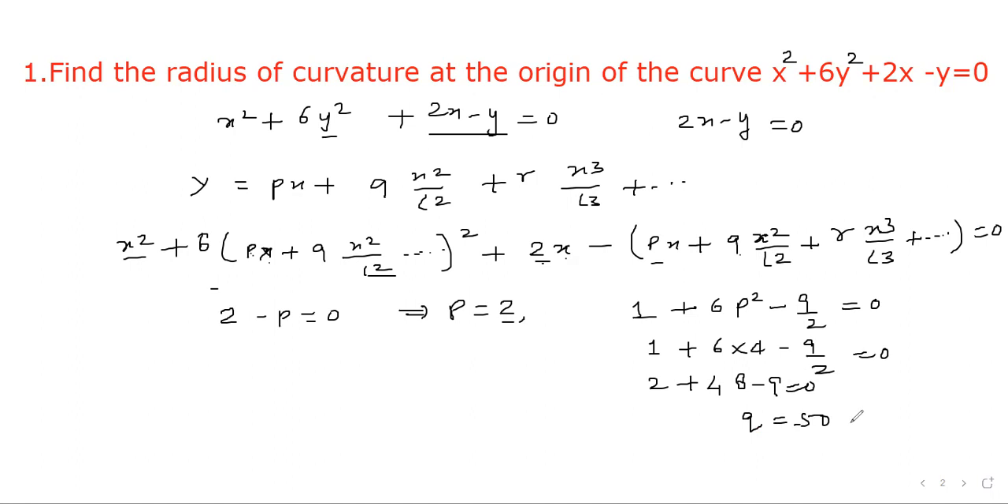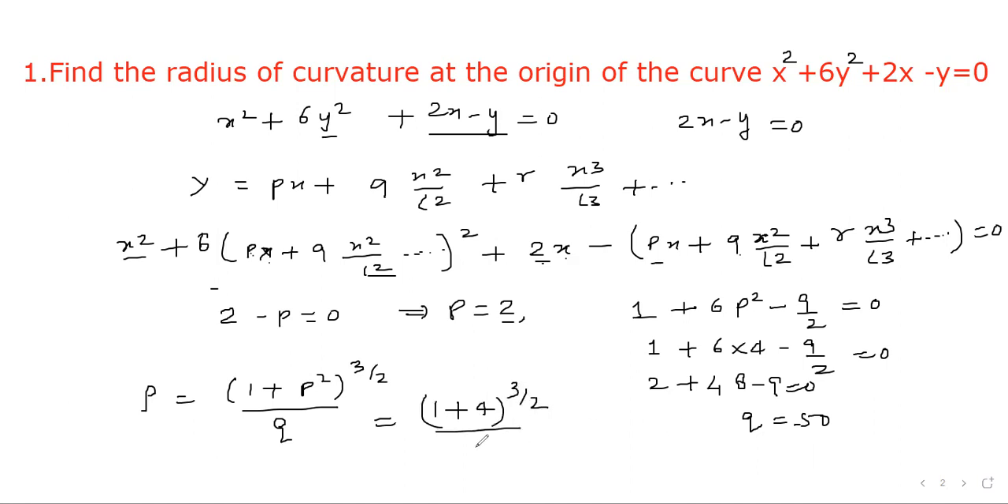So we have got the values of p and q, and you know that the radius of curvature is given by (1 plus p square) power 3 by 2 divided by q. So on putting the values, 1 plus p square is 1 plus 4, so 5, whole power 3 by 2 divided by q, which is 50. So it will become 5 power 3 by 2 divided by 50.